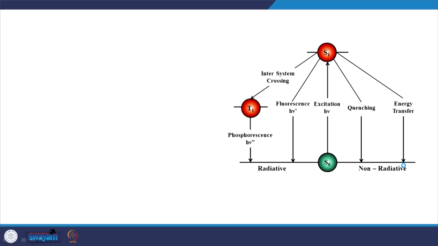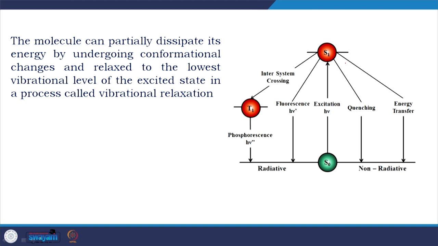If you see here, S0 goes to S1 by being excited. Now, in several ways it is coming back through quenching and energy transfer, and these are called non-radiative transfer. If it comes from S1 to S0, then this is called fluorescence. If it goes to T1 by inter-system crossing and then comes back, this is radiative transfer and this is called phosphorescence.